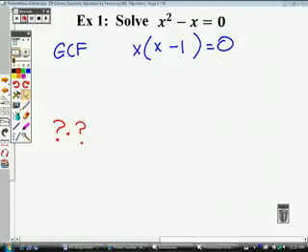Okay. Let's say I had some mystery number times another mystery number, but I told you that when you multiply them, the answer was 0. What would that tell you about the mystery numbers? One of them's got to be a 0. That's right. One of these has to be a 0. It's either this one, or it's this one, or they're both 0, right?